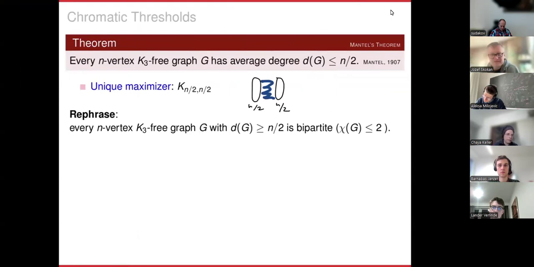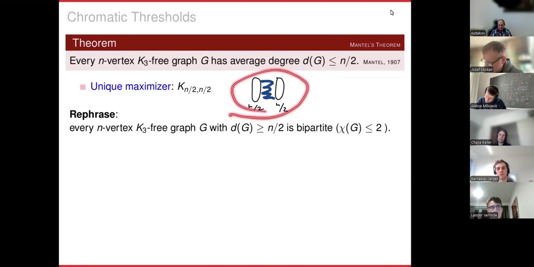So we start from the classics. We start from Mantel's theorem, proved by Mantel in 1907, which says that if we take any triangle-free n-vertex graph G, then it must have average degree at most n over 2. Well, this is a well-known theorem. It is also well known that there is a unique maximizer, and this is the complete bipartite graph, which is balanced, and that has the largest possible average degree.